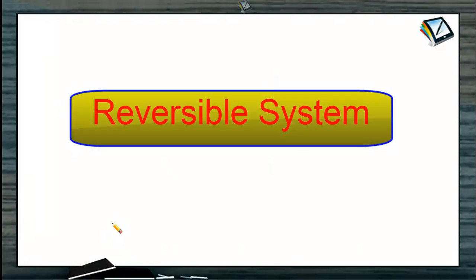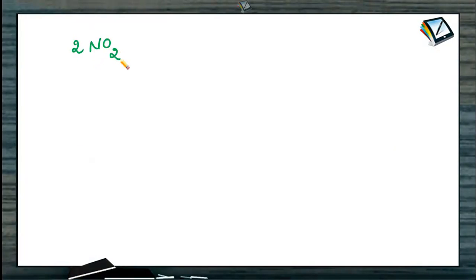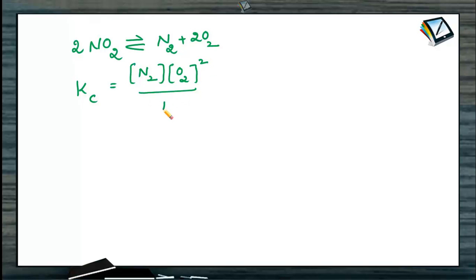Let us now take another example of a reversible system where nitrogen dioxide, when subjected to thermal decomposition, gives nitrogen and oxygen, that is 2NO2 giving N2 plus 2O2, for which Kc can be written as molar concentration of nitrogen into molar concentration of oxygen to the power of 2 by molar concentration of NO2 to the power of 2. Equation 1.